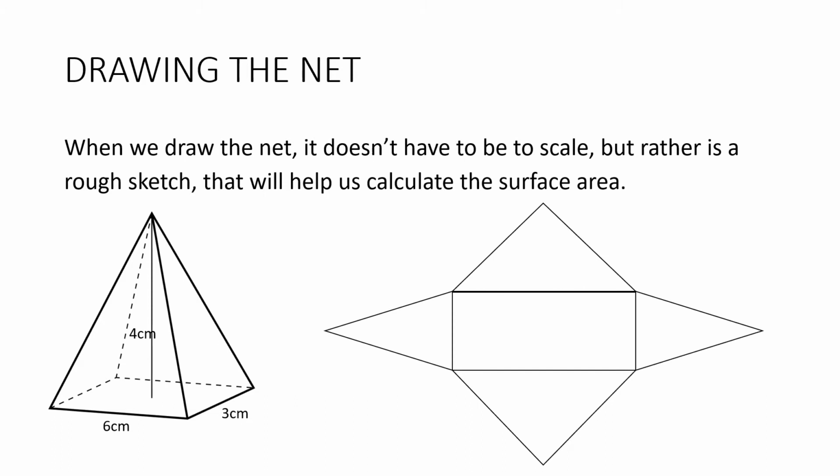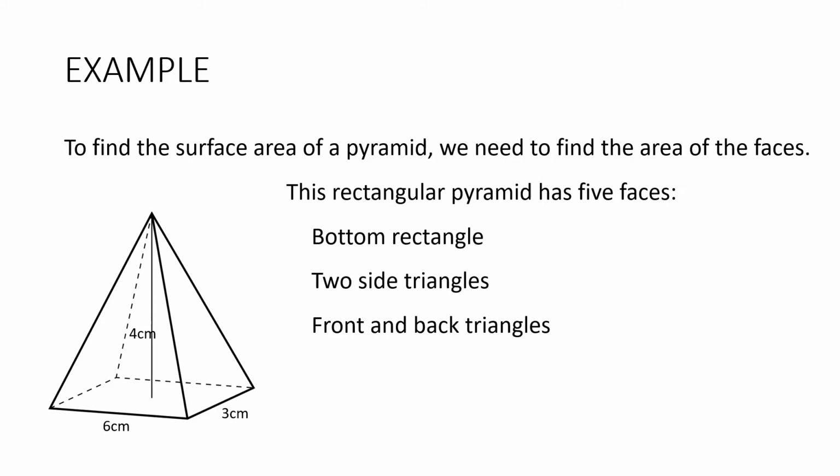So we said 5 faces. There's a rectangle surrounded by 4 triangles. These 2 triangles are the same, and these 2 triangles are the same. And we know the rectangle has got dimensions 6 centimeters by 3 centimeters, so we can put that in. But the trouble is this 4 centimeter height here doesn't appear on our net, and we really need these slant heights. So let's return to this and we'll work out the area of the bottom rectangle because it's nice and easy. It'll just be 6 by 3, which is 18 centimeters squared.